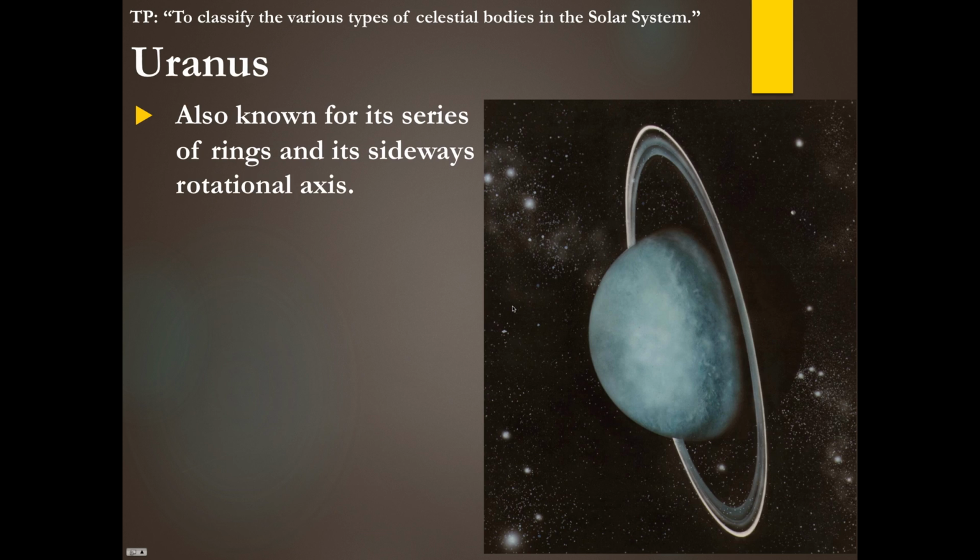All right, Uranus, also known for its series of rings, right? Its ring system is vertical, and its rotational axis is horizontal, and it spins in that direction.